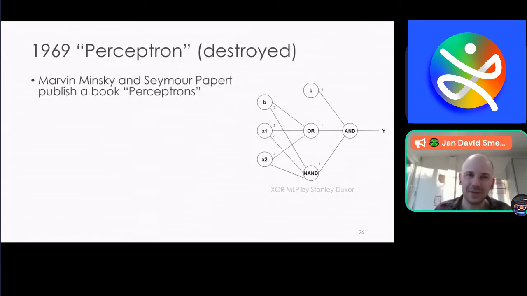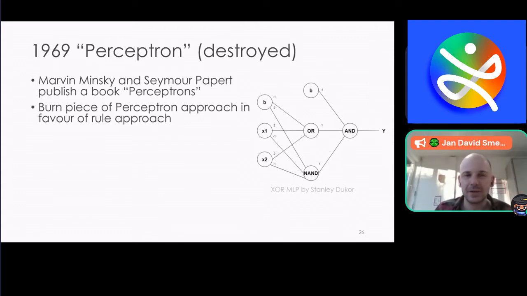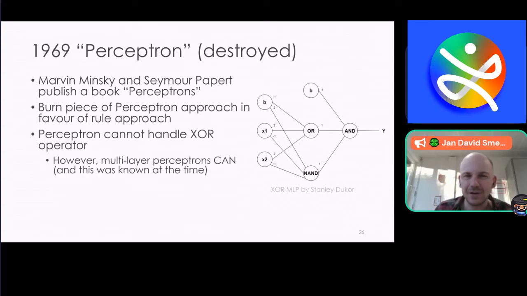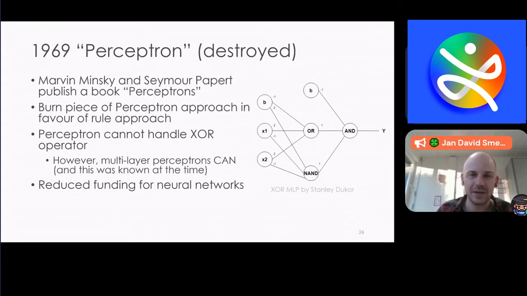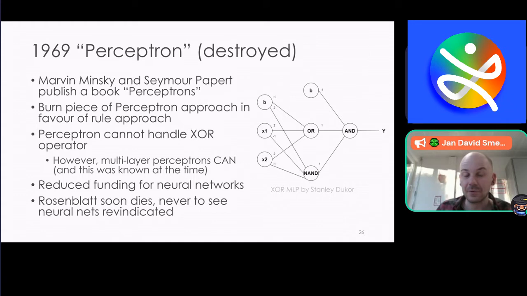So with the perceptron, the breaking point was actually Minsky and Papert publishing a book on perceptrons, where they really tried to argue for a rule-based approach instead. There was a key argument around how perceptrons cannot handle even an XOR operator, which is technically not true if you allow multi-layer perceptrons. There's a solution for that here, but again, that's not the purpose of this lecture. It was known at the time, but somehow funding for neural networks research was still greatly reduced. There were some parallel developments and reports in the UK at play as well. But Rosenblatt, as the inventor of the perceptron, died before actually seeing neural nets revindicated and revived later on.